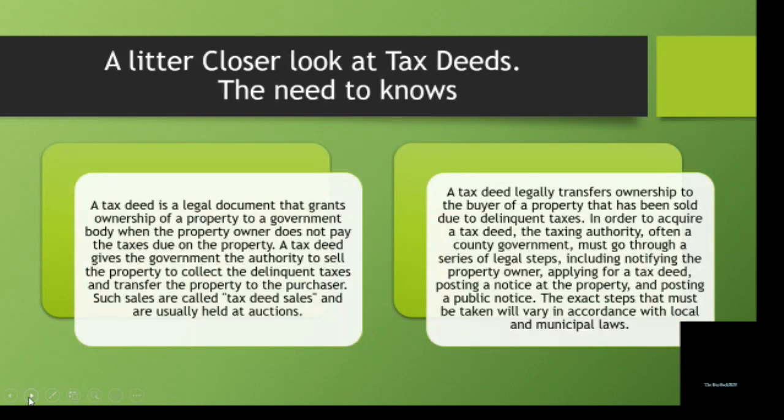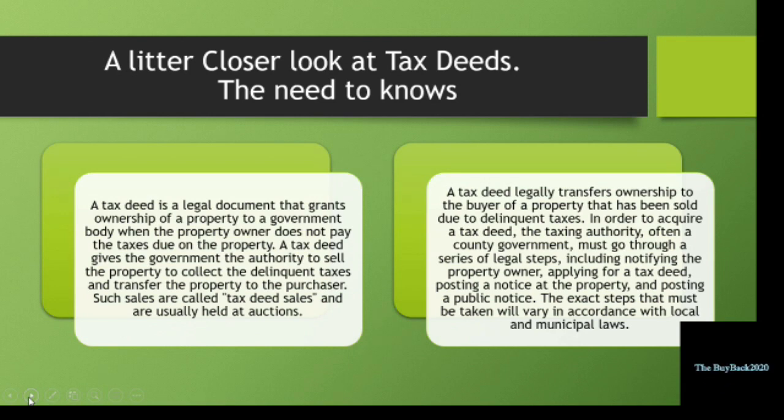A little closer look at tax deeds, the need to know. Now let's focus a little more on the tax deeds. A tax deed is a legal document that grants ownership of the property to a government body when the property owner does not pay the taxes due on the property. A tax deed gives the government the authority to sell the property, to collect the delinquent taxes, and transfer the property to the purchaser, such as you, who will be the investor. Such sales are called tax deed sales and are usually held at auctions. We will talk about the auction process later on in the modules.